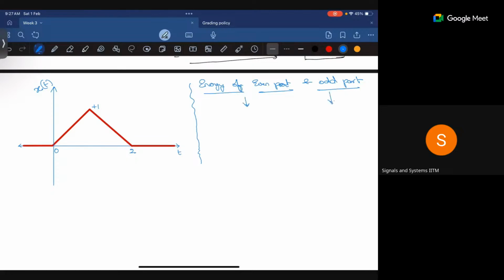Okay. And if you draw the curves, it will more or less look like this. This will be your even part. This will be your odd part. And once you have this even part and odd part separately, now what you have to do is you just have to compute the energy.